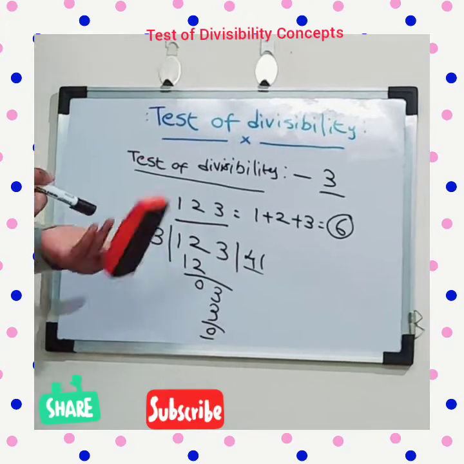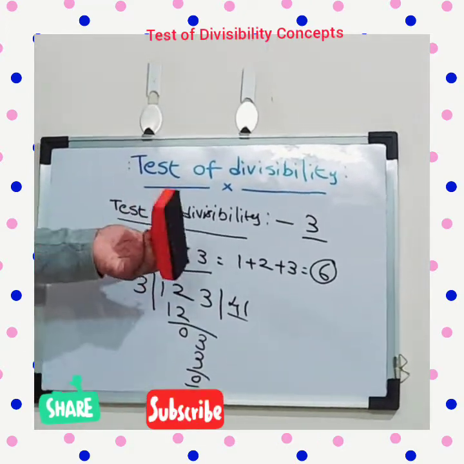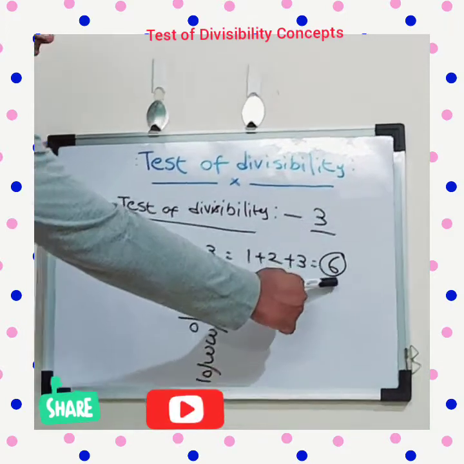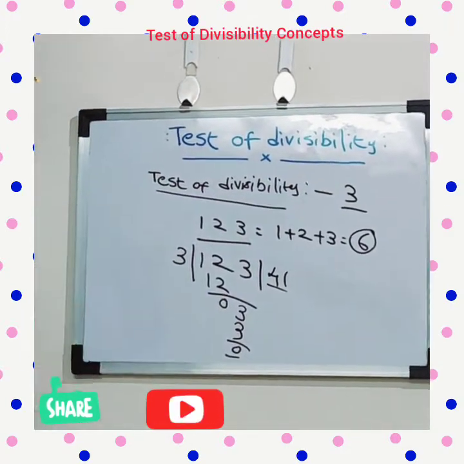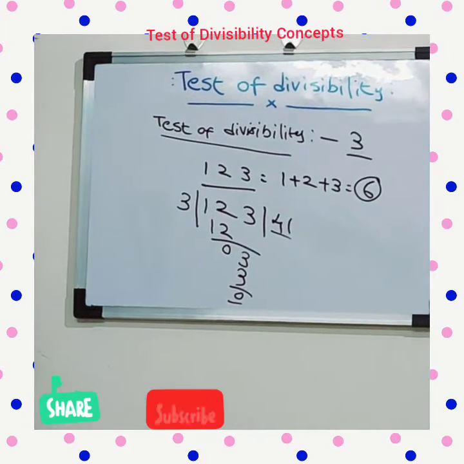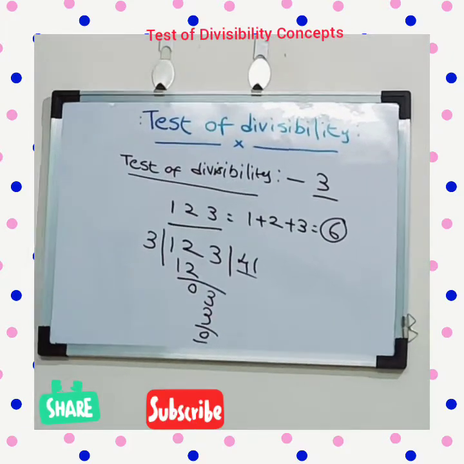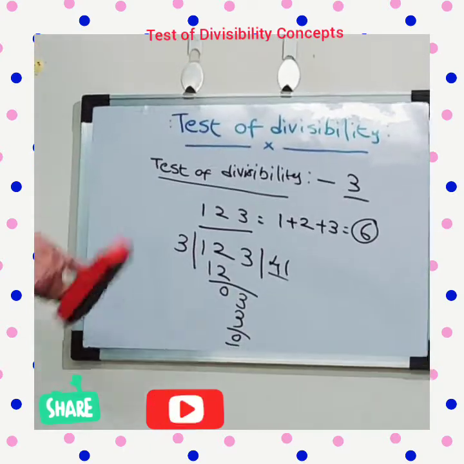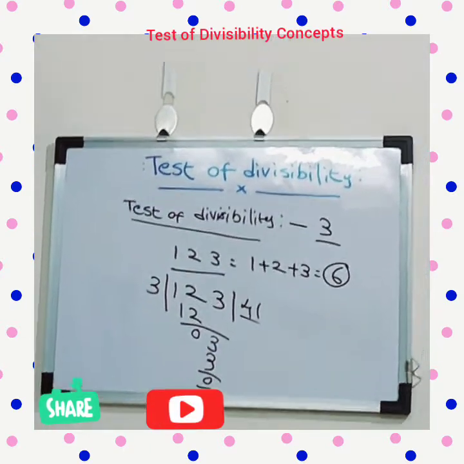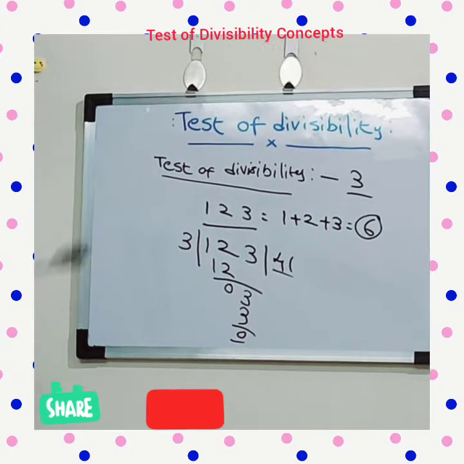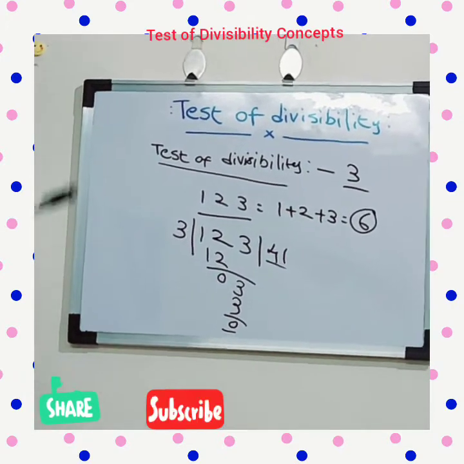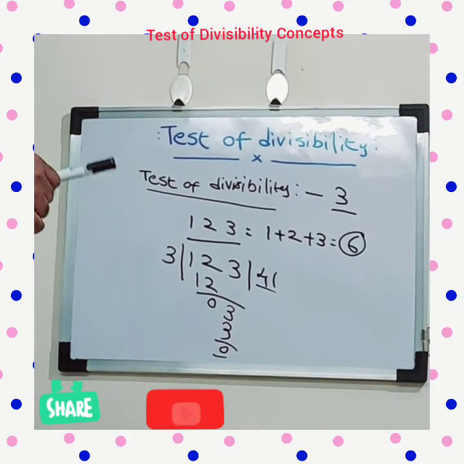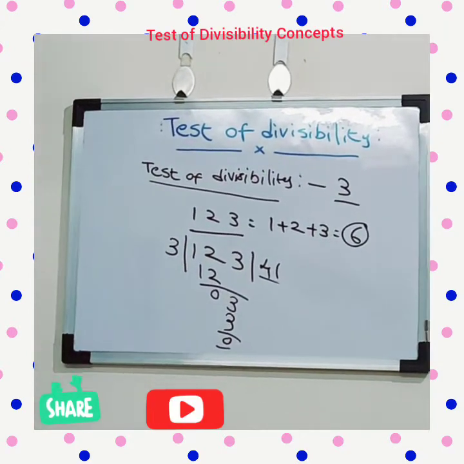The simple logic is what we followed. For 123, we did the sum of all the digits, and this sum is divisible by 3. So definitely this number also is divisible by 3. If any bigger number comes, like 5 digits, 6 digits, 8 digits or 10 digits, if you want to check whether the number is divisible by 3, just do the sum of the digits present in the number, and if the sum is divisible by 3, then definitely the number is divisible by 3.